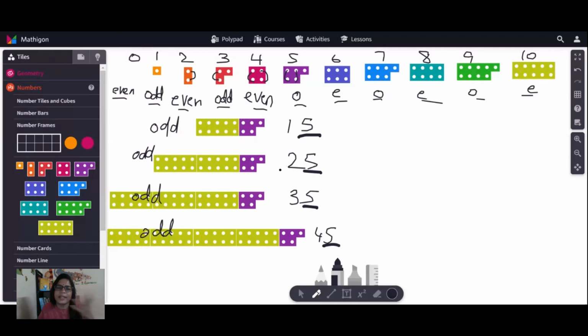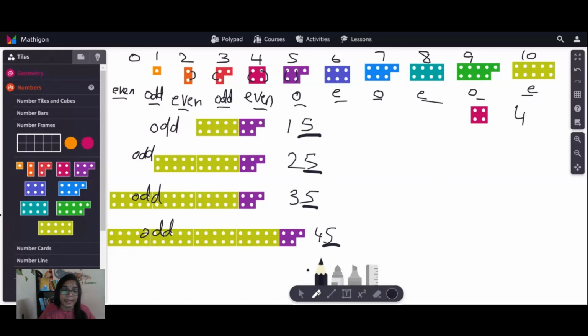From this, what can we conclude? What can we understand? If you're not able to understand, let's take one more example. This time I'm going to take, let's say 4. Okay, 4 is 4. What kind of a number is this? Even number. That's right. 4 is an even number.